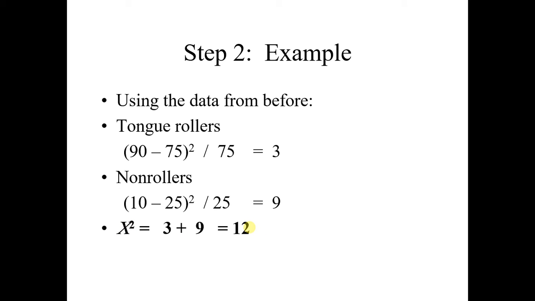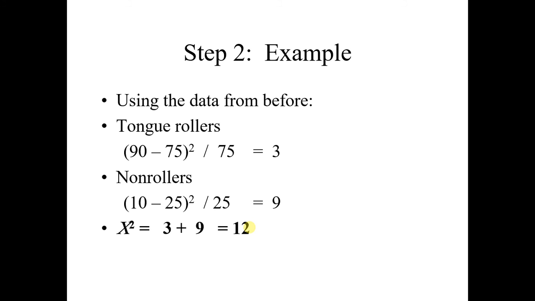Now, just looking at it qualitatively, 12 is big. So that means that our observations and our expectations are kind of far apart from each other. Okay, so now we have our chi-square number. But how do we interpret it?